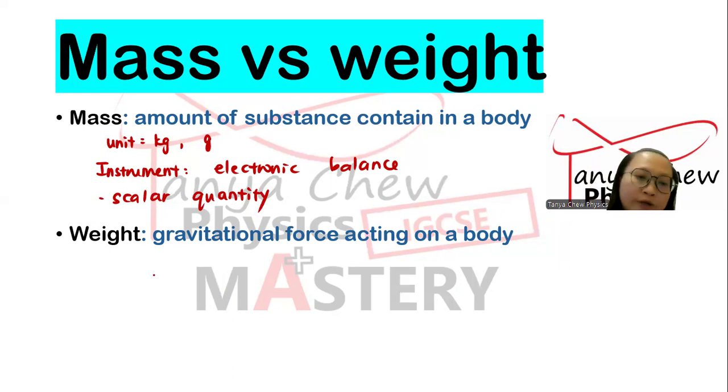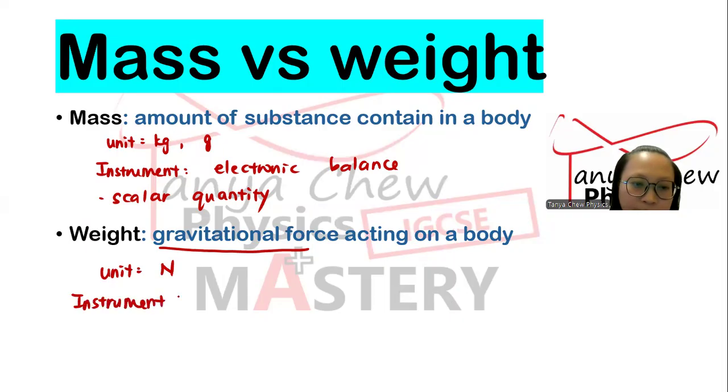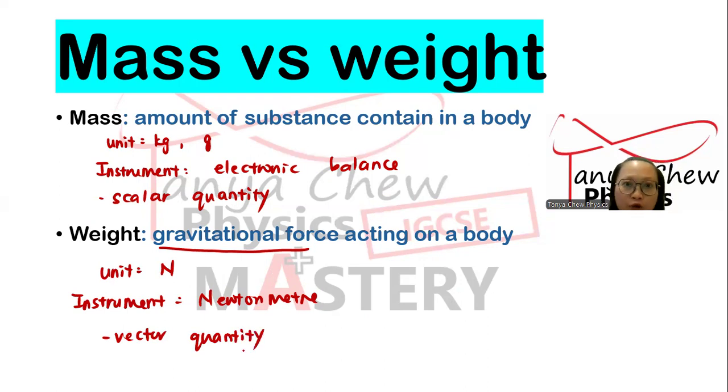Weight, on the other hand, is defined as gravitational force acting on the body. So the unit of weight is Newton. The instrument to measure the weight is called Newton balance or Newton meter or Newton spring balance. Weight is a vector quantity. Why vector quantity? Because the gravitational force acting on you, on me, on everybody here is directed towards the center of the earth. That is why weight is a vector quantity.